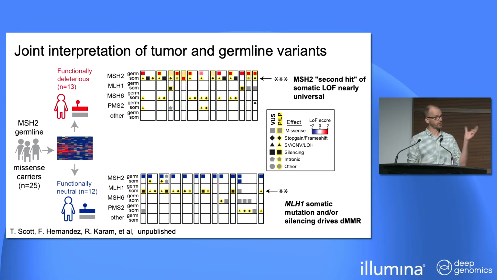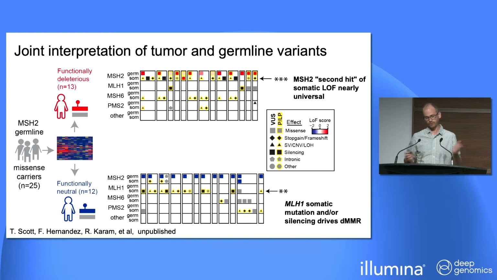We were able to look at the joint patterns of mutation in those individuals' germlines and in their tumors. There were 25 such individuals who carry an inherited germline MSH2 missense mutation. So we go to our function map. We split those into individuals for whom the inherited MSH2 missense variant is loss of function, along the top, and the ones that are functionally normal on the bottom.